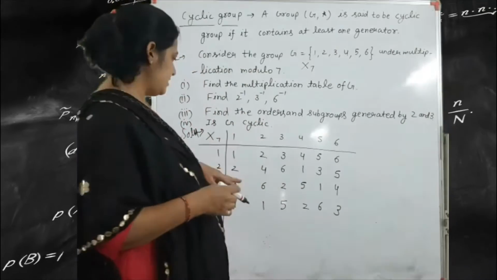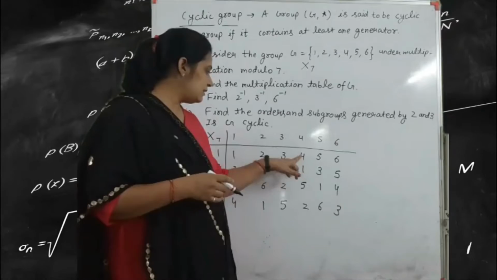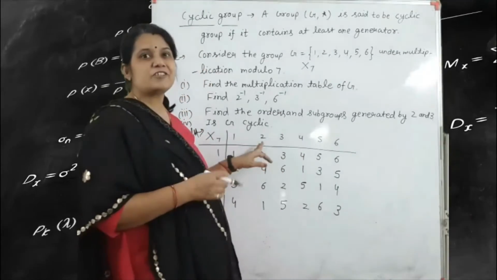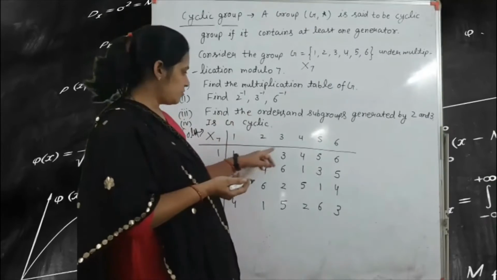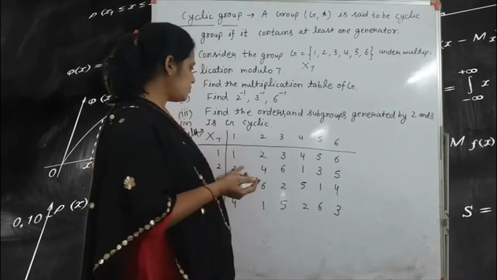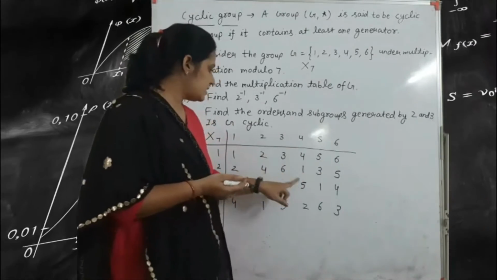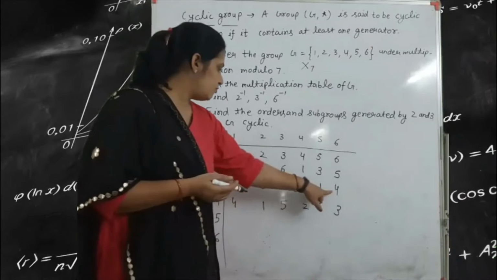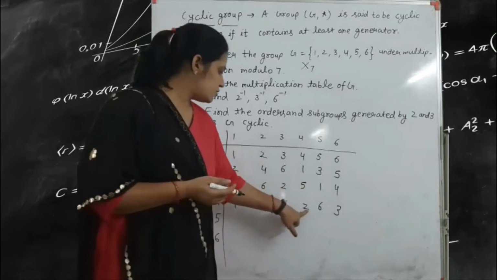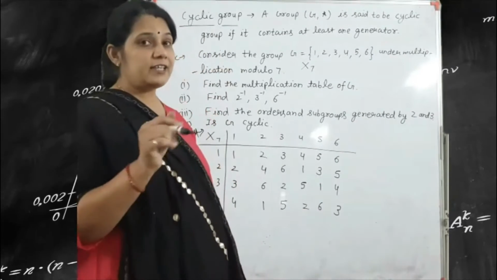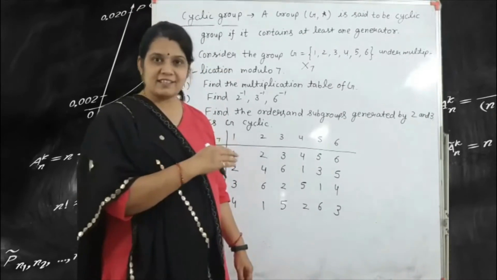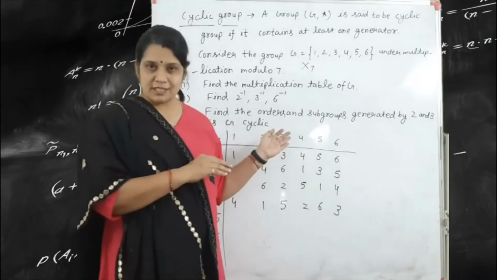One point here: every element is different, unique, not a repeated number. 1 2 3 4 5 6, 1 2 3 4 5 6, 1 2 3 4 5 6. Okay, so if any number is repeated, check here, there is some calculation mistake.